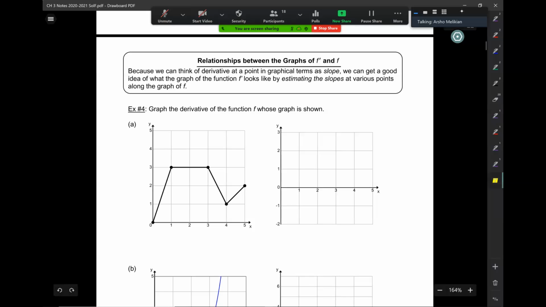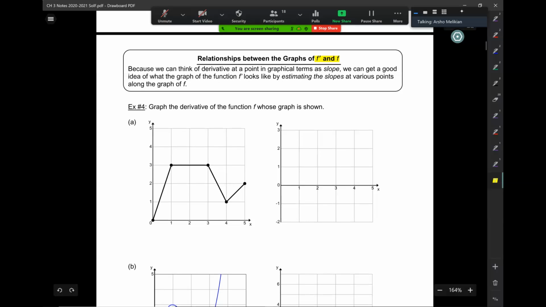So let's talk about the relationship between the graphs of f prime and f. Okay, on a scale of 1 to 10, when it comes to questions on the AP test, this is like level 13 importance, right? Like, you gotta know this stuff.